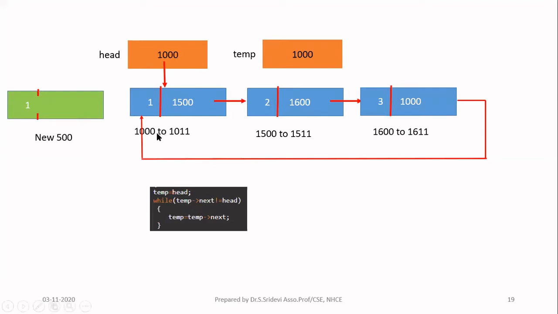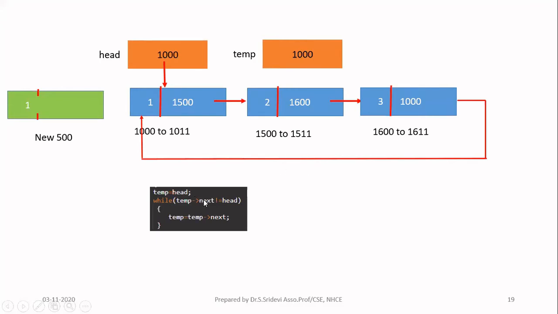First, whenever you want to insert this node at the end, you have to travel through the entire linked list and find out which is the end node. Whenever you want to travel through the entire linked list, keep a temporary variable and copy the head in the temporary variable. So I am writing temp is equal to head. And then I have to find the last node. How to find the last node?